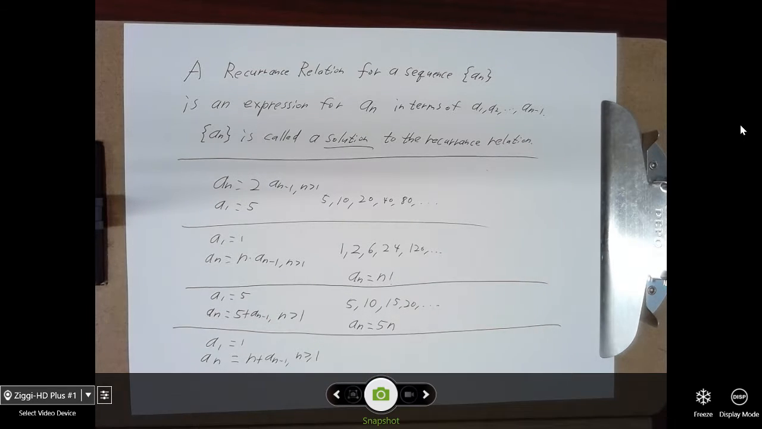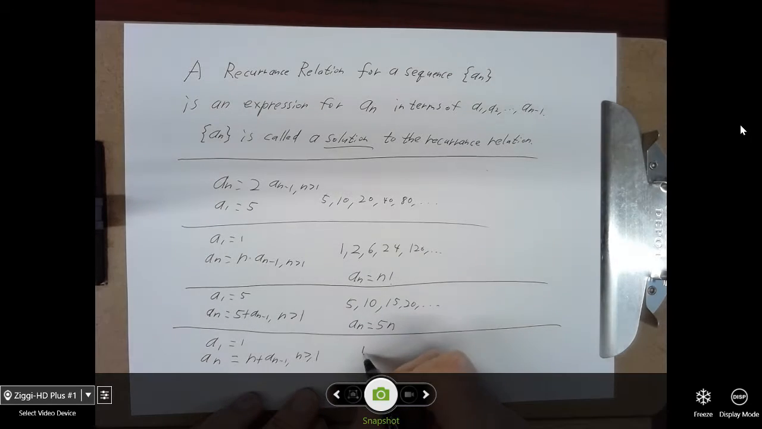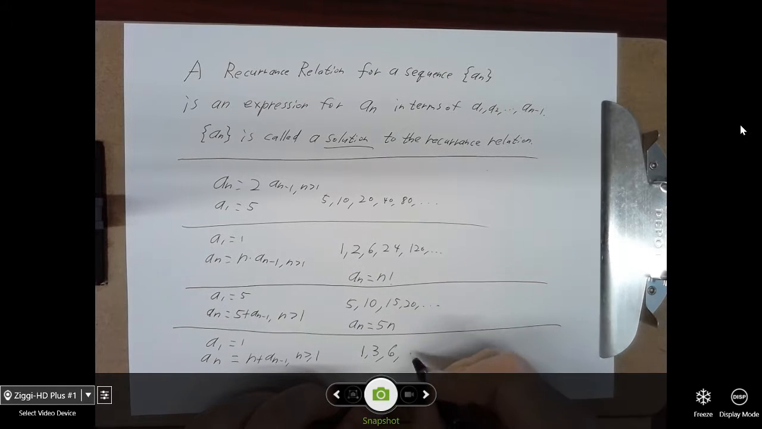So how about an is n plus an minus 1. a1 is 1. So first term is 1. What's the second term? a2. 3. What's a3? 3 plus 3 is 6. What's a4? 10. a5.